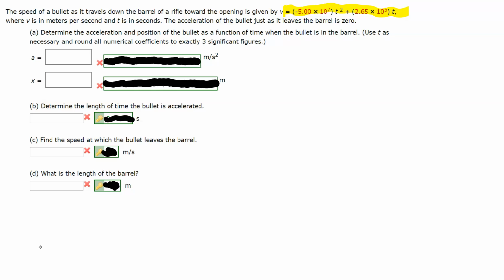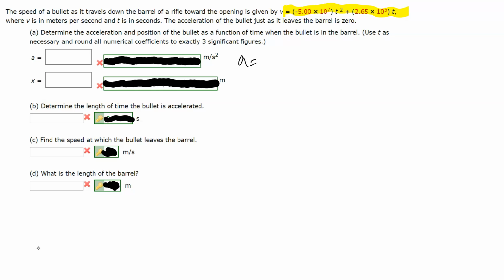So this is our velocity equation. We're trying to find the acceleration and position equations in this case. So the acceleration equation, acceleration is the change in velocity. So it's going to be the slope of the velocity. So for this, what we're going to do is use the power rule to come up with an equation for the acceleration.